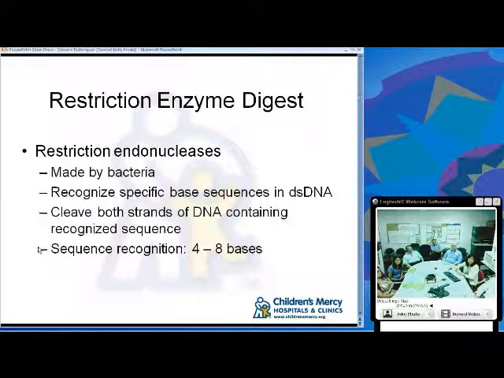Okay. Now we can also cut DNA using restriction endonucleases. These are made by bacteria. They recognize specific base sequences in double-stranded DNA, and so they cleave both strands of the DNA containing that recognized sequence. And the endonucleases will recognize either a series of 4 bases, 6 bases, or 8 bases.